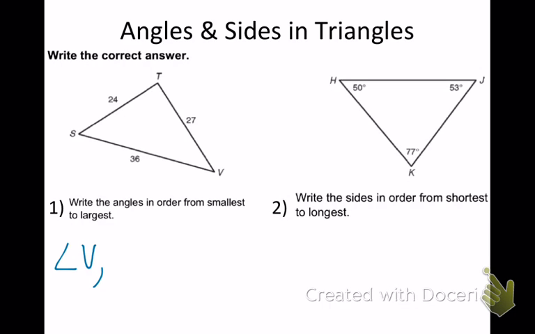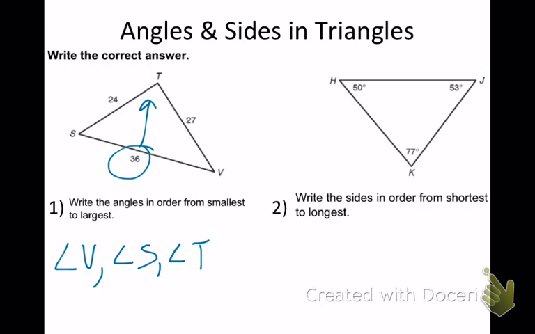Next one here. What's my second smallest side going to be? 27. What's opposite of 27? So then I have angle S. And the last one, which is my longest side? 36, which is opposite my largest angle, which is angle T. So I can put them in order from least to greatest based on their angles and side measures.